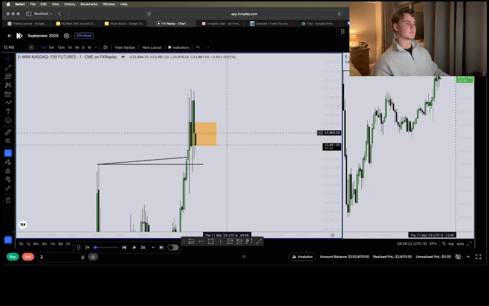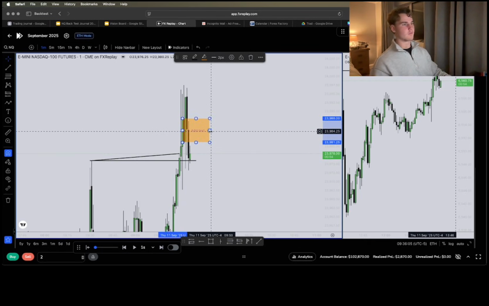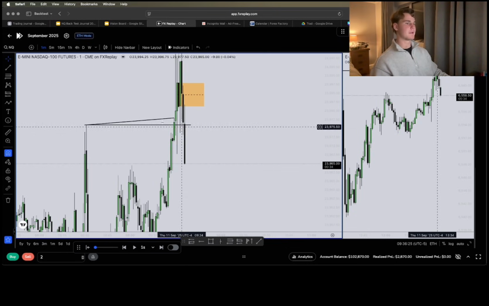Still just accumulating, still respecting the order block. We're really not doing much. We're just respecting the high on the order block. Now, I want to see one of these PD arrays break. Either one, I don't really mind. Okay, there we go. Displacement through the high.